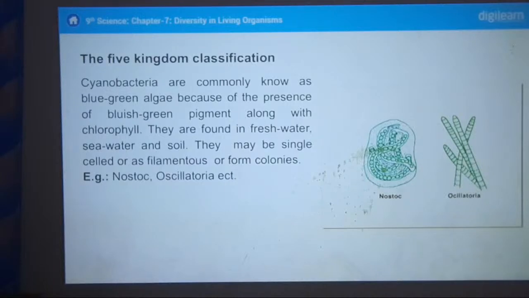Cyanobacteria are commonly known as blue-green algae because of the presence of bluish-green pigment along with chlorophyll. They are found in fresh water, seawater, and soil. They may be single-celled or filamentous or form colonies. Example, Nostoc, Oscillatoria, etc.